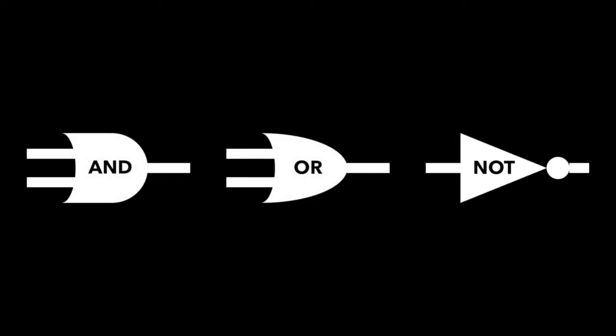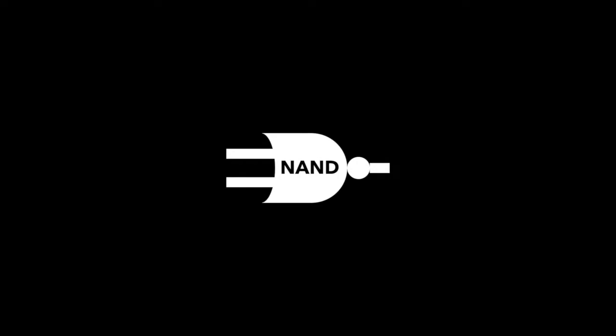A NOT gate is perhaps the simplest of them all. All it does is it switches whether or not the signal is on or off. So for example, if we gave it 0, it would return 1, and if we gave it 1, it would return 0. Now we can combine these gates, such as AND and NOT, and we get a NAND gate.